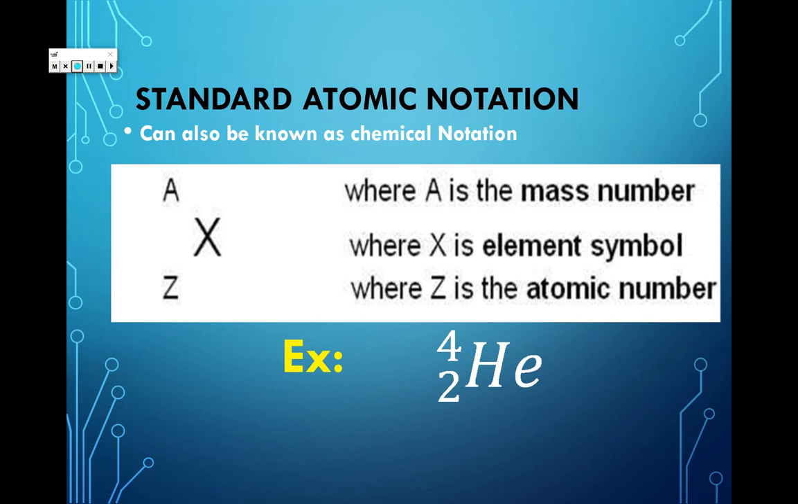I don't think the example printed. So this is helium. Helium is number 2. Its mass is 4.003. So you just round it to 4.